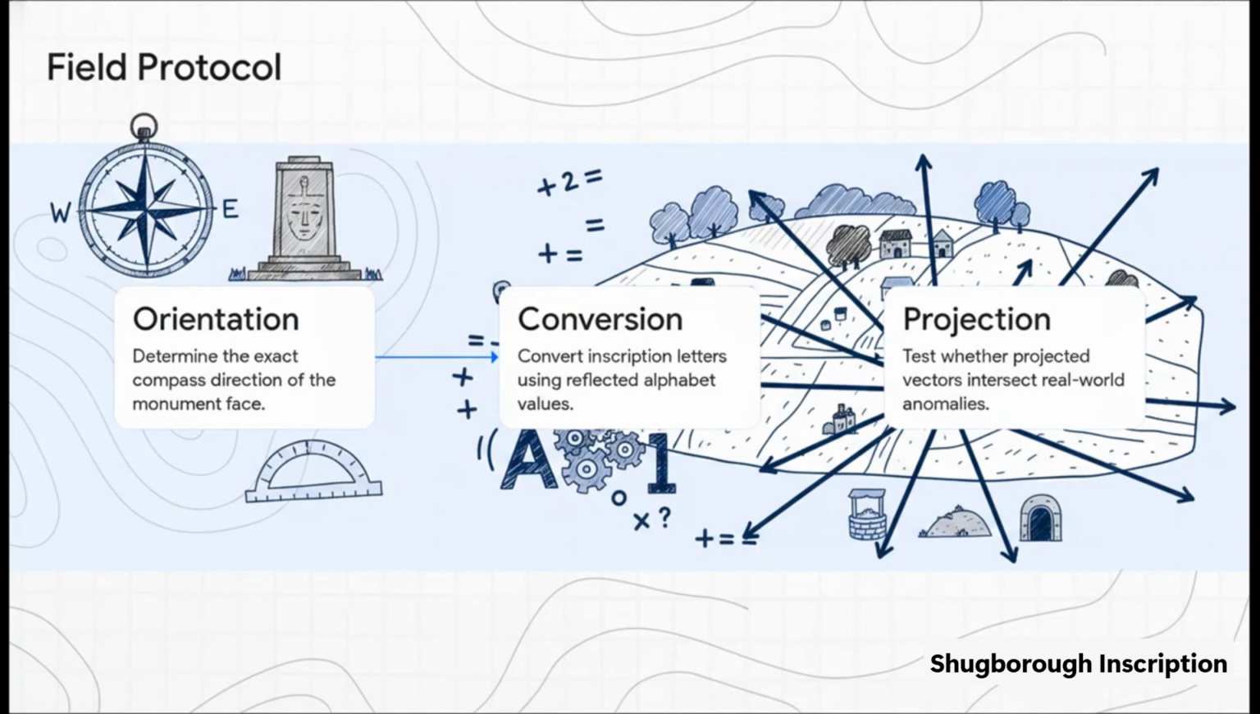Step 1 is monument orientation. You physically go to the monument and measure its exact compass angle. Step 2 is mirror numeric conversion. You do the math we just talked about, converting those letters into numbers using the mirrored alphabet. And step 3 is landscape projection. You draw those resulting angles and lines onto a map of the estate and you see where they lead. The entire goal is to see if these projected lines actually intersect a known, measurable feature on the property, like an old well, an artificial mound, or a hidden vault.